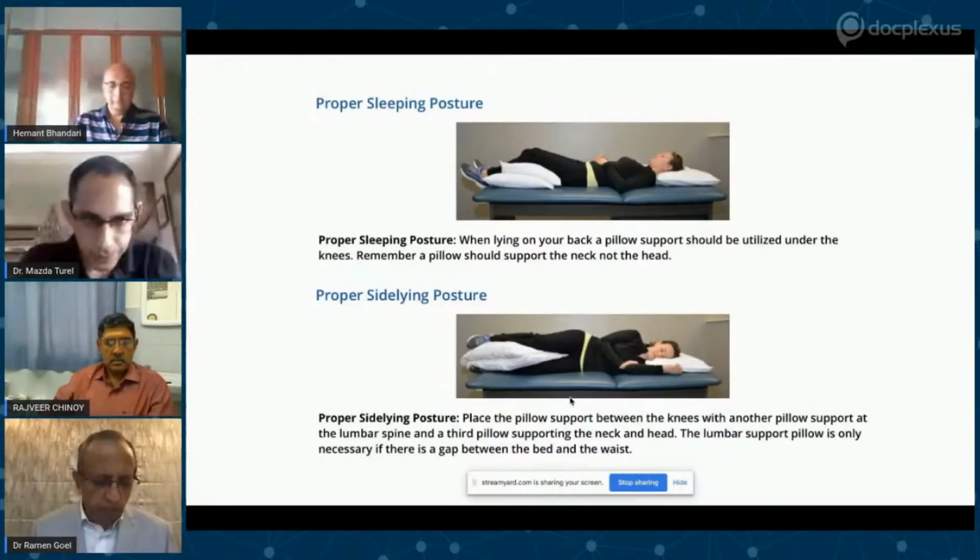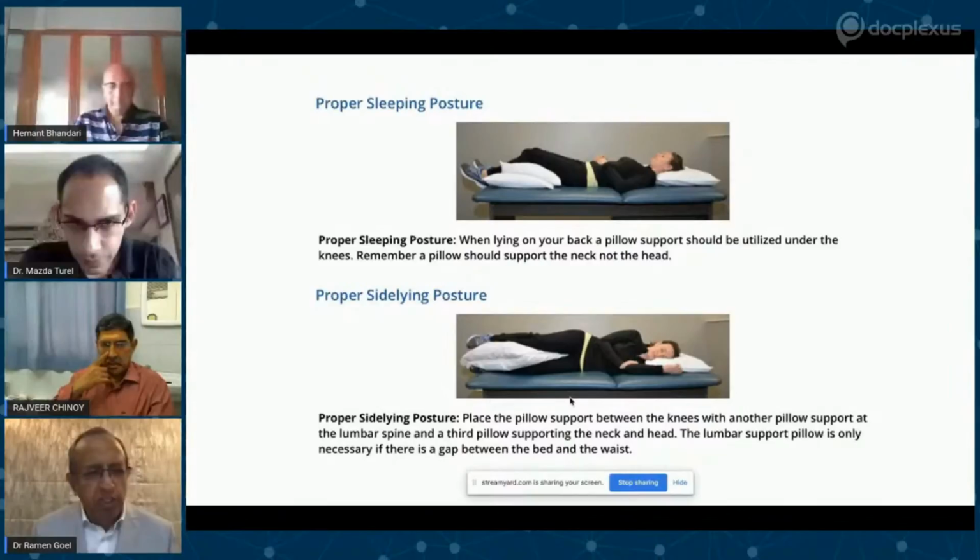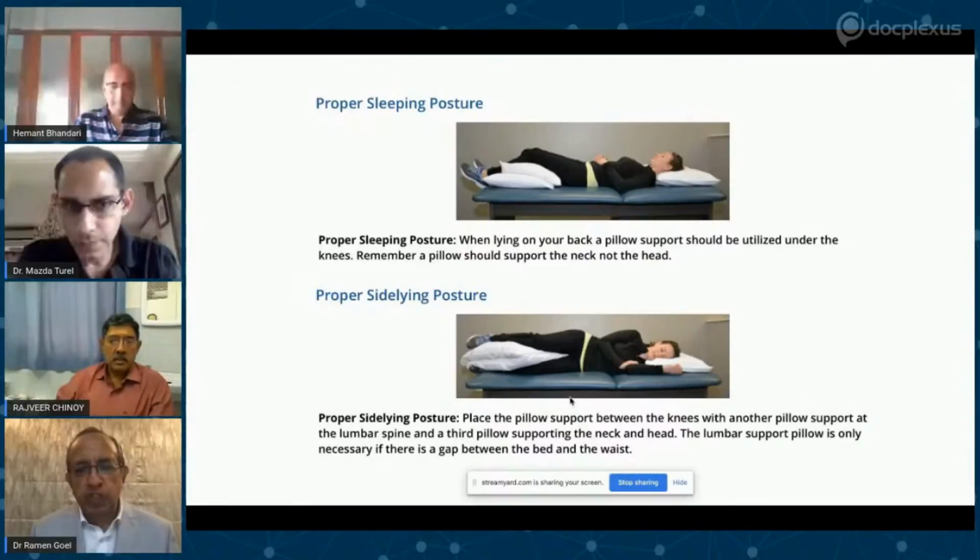We have these morbidly obese patients who always sleep on their tummy. They find it very difficult to sleep straight because they get breathless. And so how can that be helped? Any specific instructions for that?